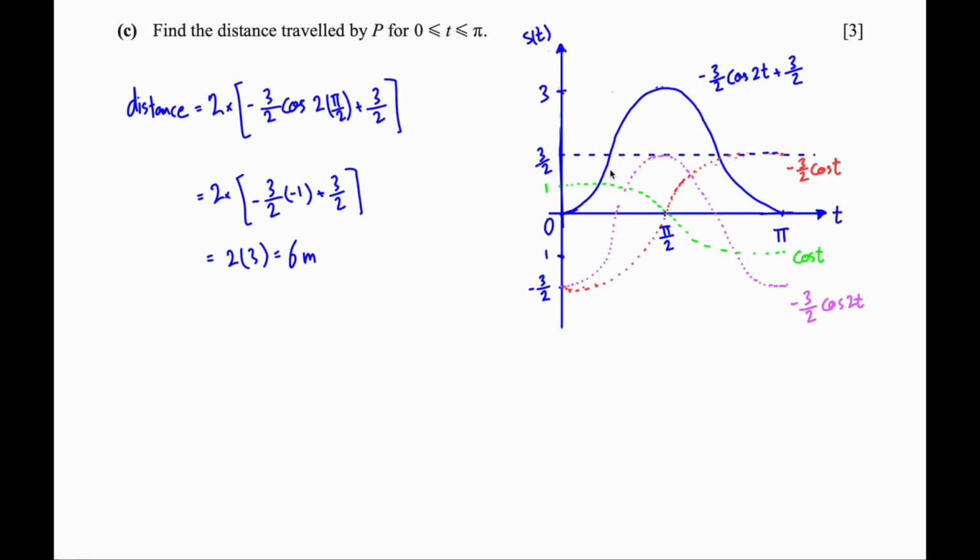In part C, I have to find the distance traveled by P between 0 and pi. So the approach I used here is that I just basically graph it, and I did it step by step. I'm going to walk you through it. It's not really a hassle. It's not scary. It's actually easier than you think. So let's start with cosine t and then add all these guys one by one to it.